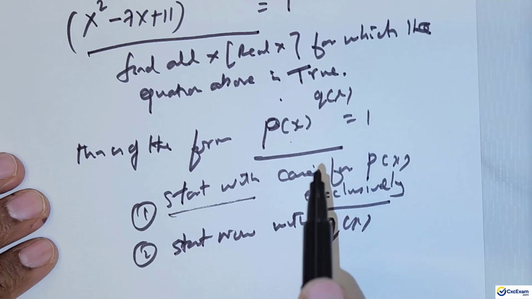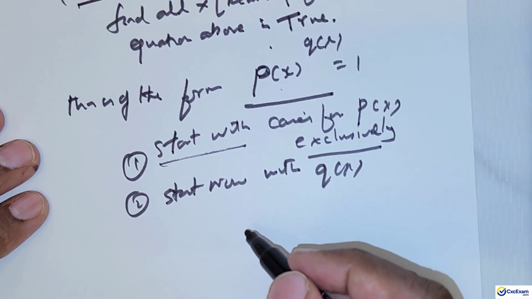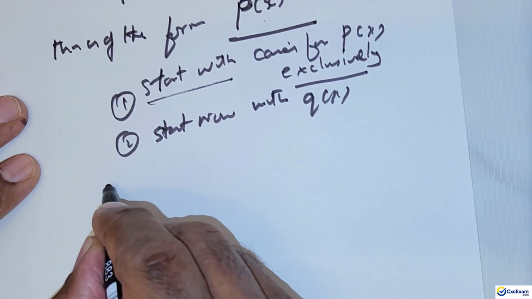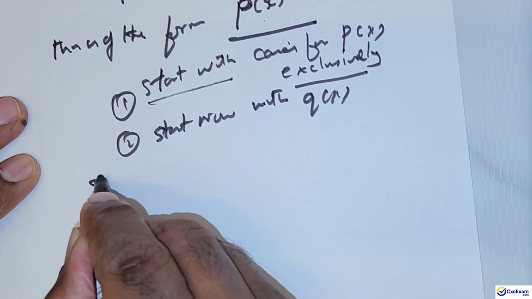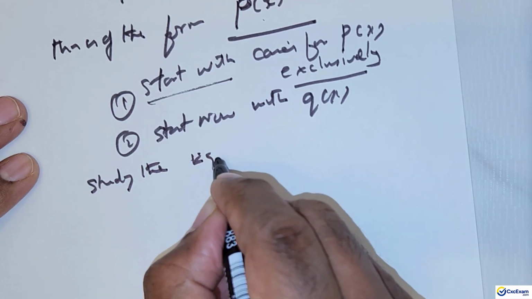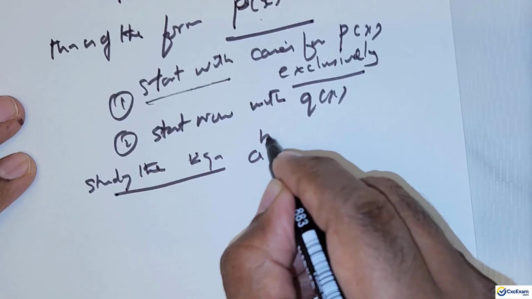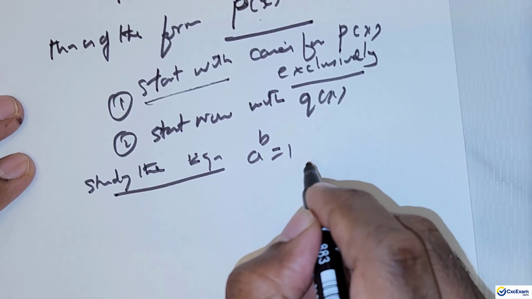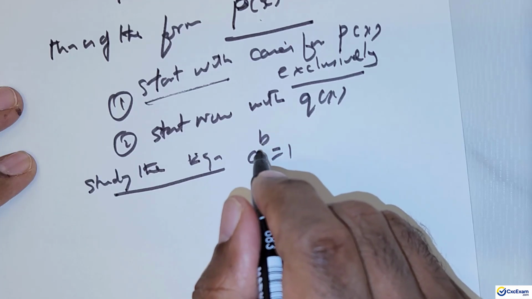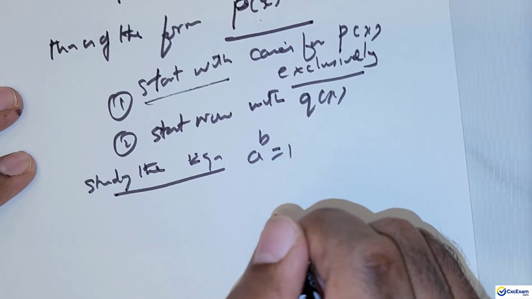That understanding is critical. So having given you that information, let me go and study the equation. So we study the given equation. This is our form a raised to the power of b is equal to 1. Now what are the cases that you have seen where the left hand side will produce 1?